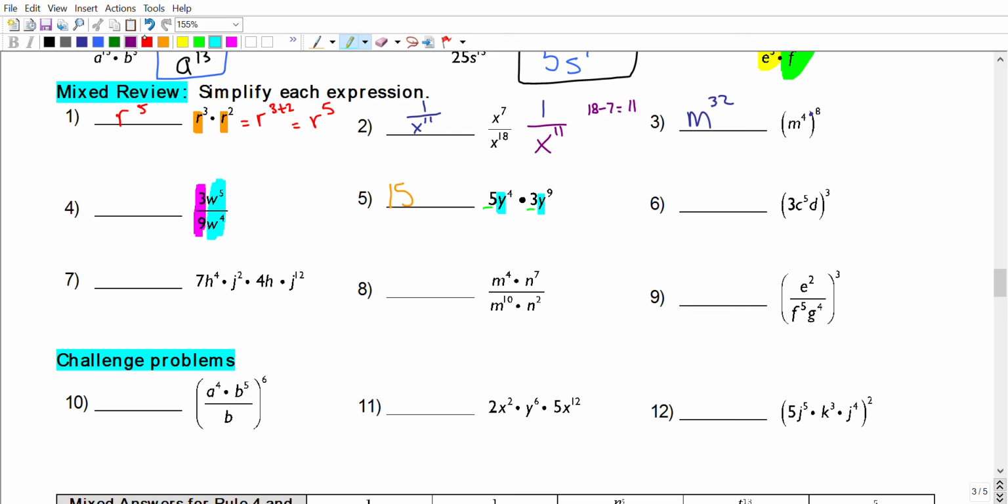And we said that when we're multiplying something with the same base, all I have to really do is add the exponents. So that's what I'm going to do. So this will be y to the what? 4 plus 9 is 13. So 15y to the 13. Okay? All right.